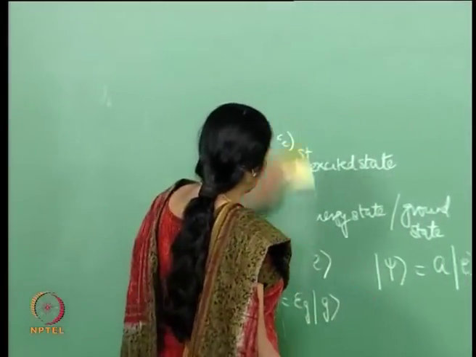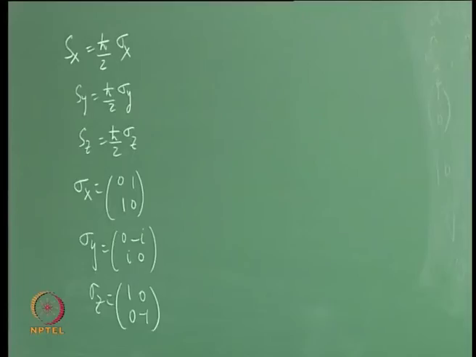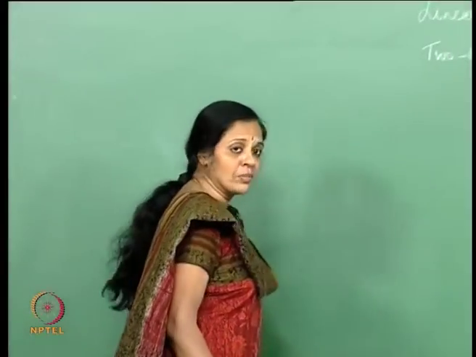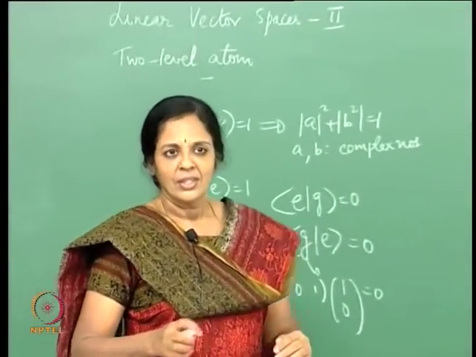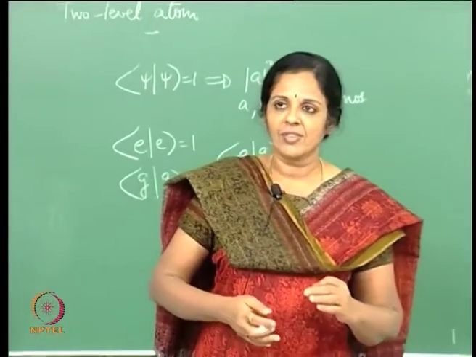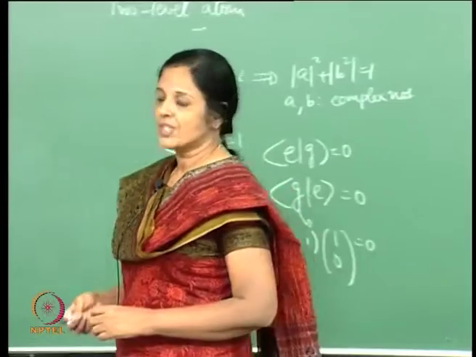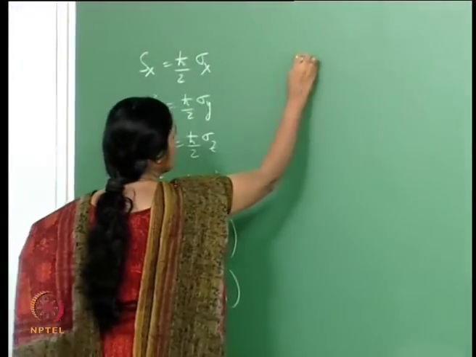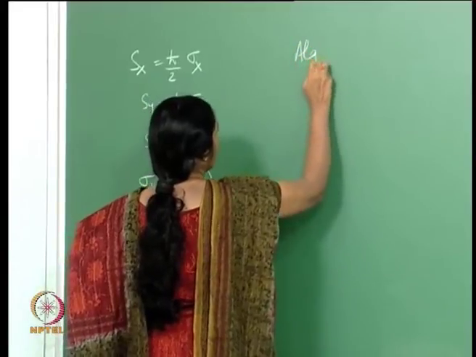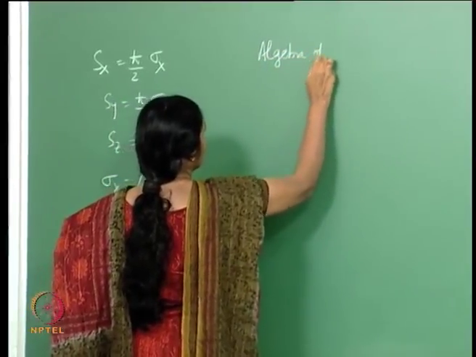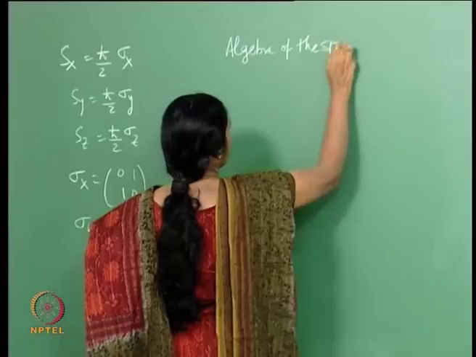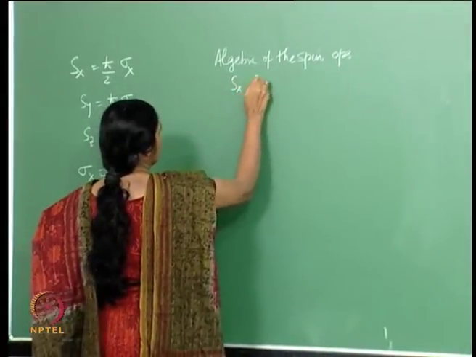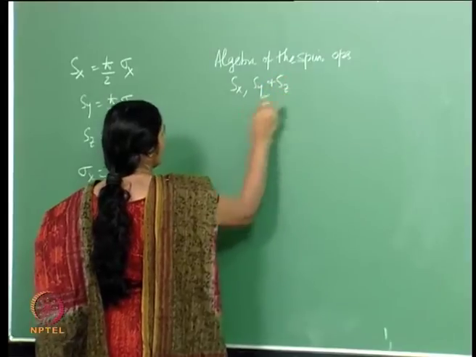There was an algebra of these spin matrices, and I pointed out that that is the general angular momentum algebra. In the sense, the same algebra will be satisfied in the context of orbital angular momentum. For the moment, I will refer to these as the algebra of the spin operators Sx, Sy, and Sz.